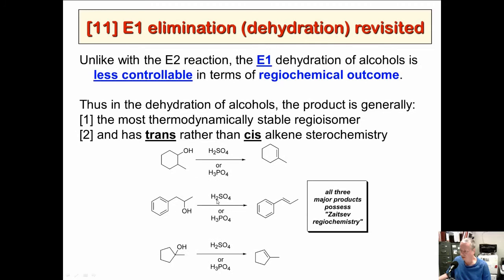So, a couple examples. Top one, these are non-nucleophilic acids. And yeah, it just makes a trisubstituted alkene. It makes the Zaitsev, not the anti-Zaitsev. This one, same thing. And this, it could either go to the right or it could go to the left, but if it goes to the left, it's more stable.